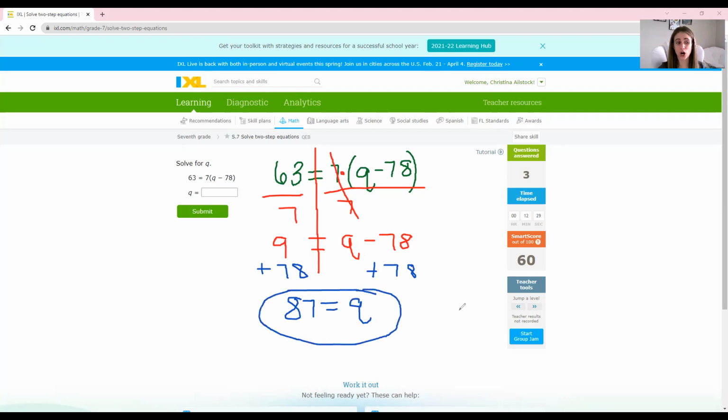And once again, if you get to a harder one like this and you don't want to accidentally hurt your SMART score, you can always double check your work by plugging that in, okay?